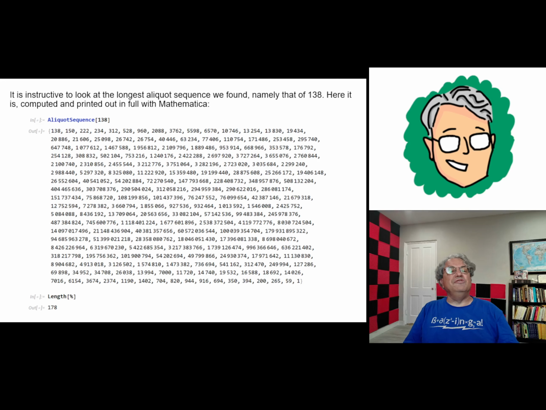This is probably a little bit easier to see, and you can just get it by using the Mathematica function I defined, Aliquot sequence of 138. It's this long table with 178 elements. The largest element is in here somewhere, and there's a lot of other large ones near it. So anyway, that's the Aliquot sequence of 138, and that's the solution to the problem.